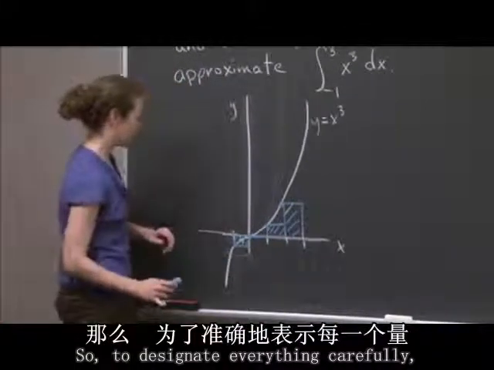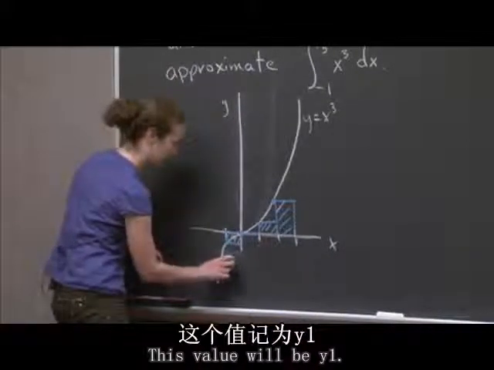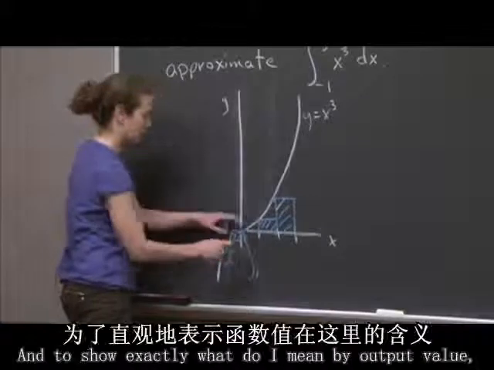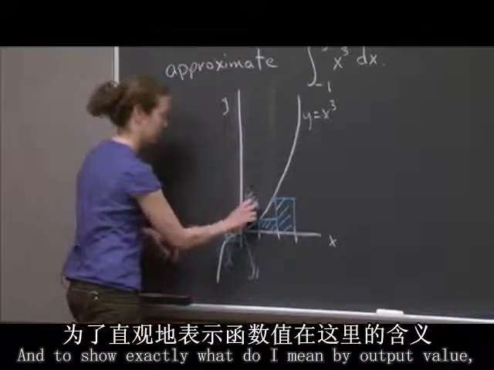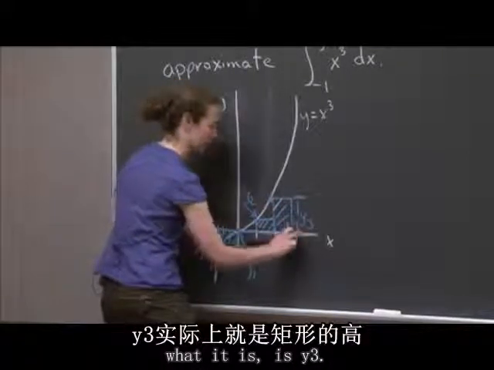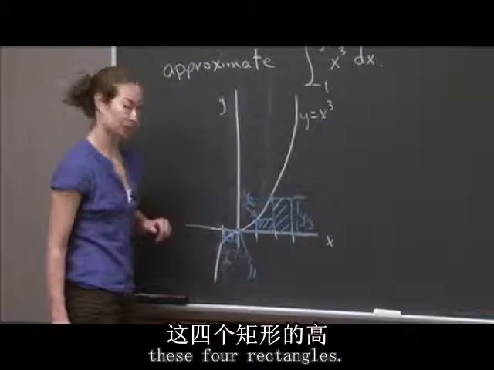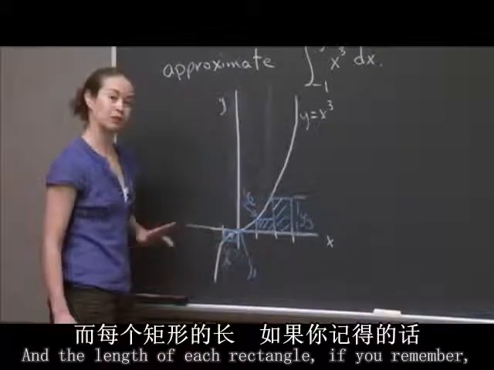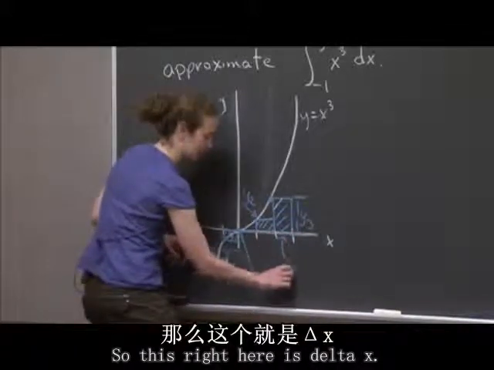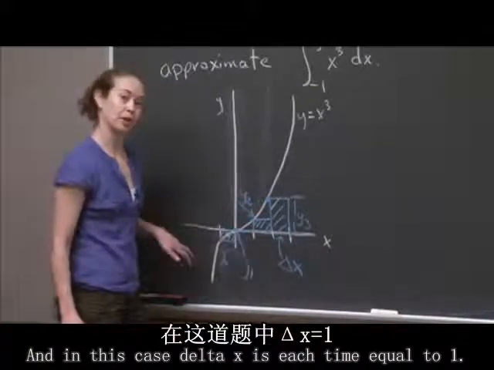So to designate everything carefully, I will call the output value here y0. This value will be y1. The output value here will be y2. And to show exactly what I mean by output value, here I have enough room to write the height is really what it is, y3. So y0, y1, y2, and y3 designate the heights of these 4 rectangles. And the length of each rectangle, if you remember, is what we designate as delta x. So this right here is delta x. And in this case, delta x is each time equal to 1.